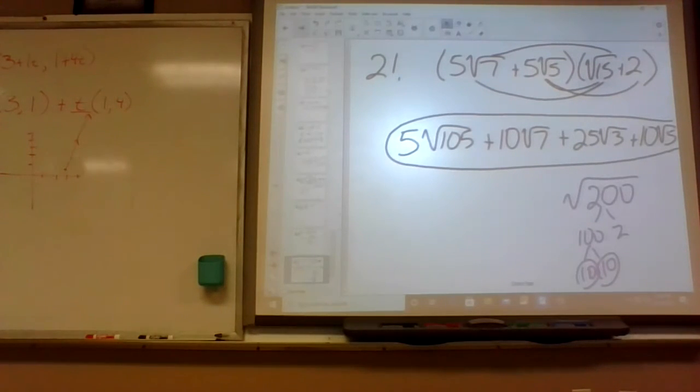Square root of 60. Interesting. Square root of 60 is going to simplify, square root of 24 is going to simplify.